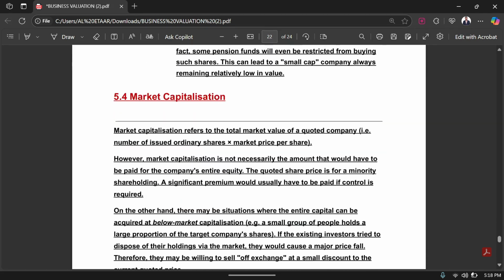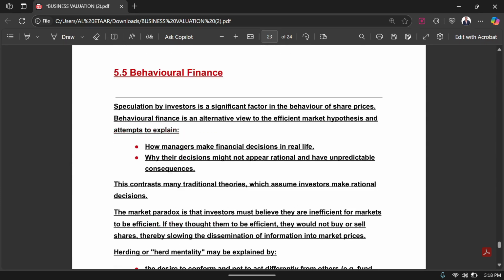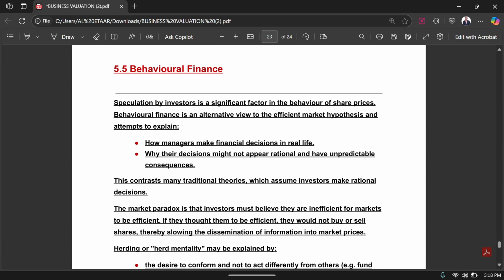These are pricing anomalies. Okay, now we have market capitalization. So you guys know that market capitalization refers to the total market value of a quoted company. So number of issued ordinary shares times the market price per share, and you will have your market capitalization, and you guys can give it a plain read because there's nothing very important in this.